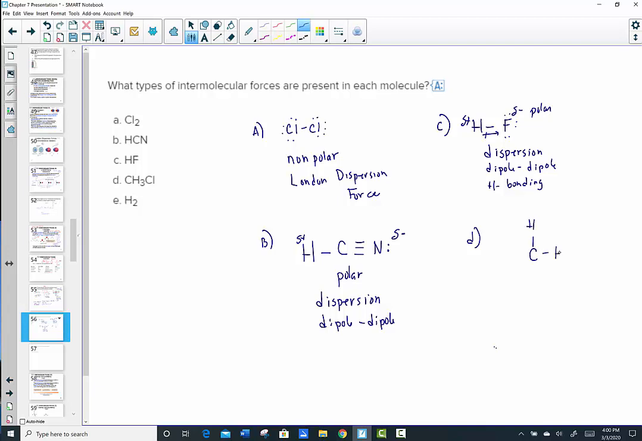CH3F. Nope, CH3Cl, okay. 3 H's and a chlorine. Got it. So here's your structure for letter D.